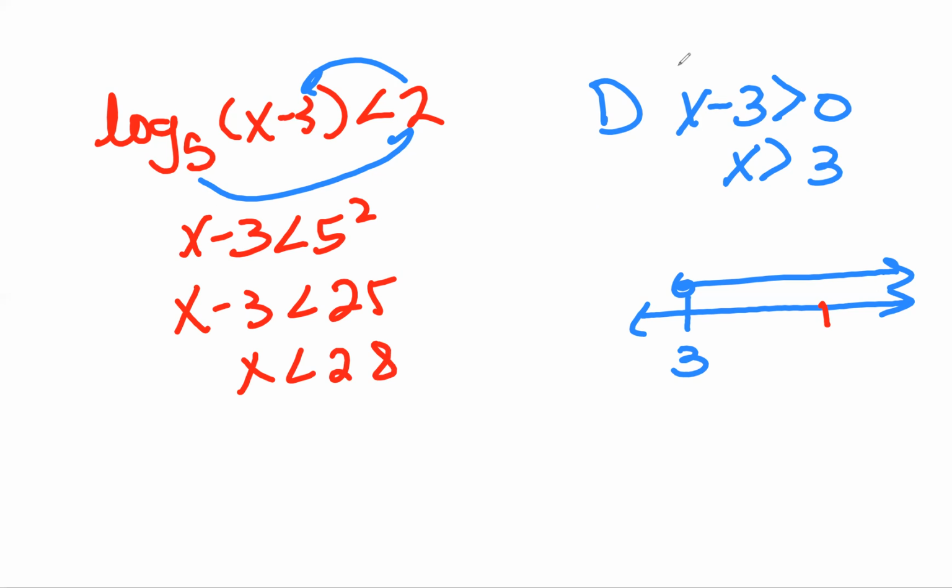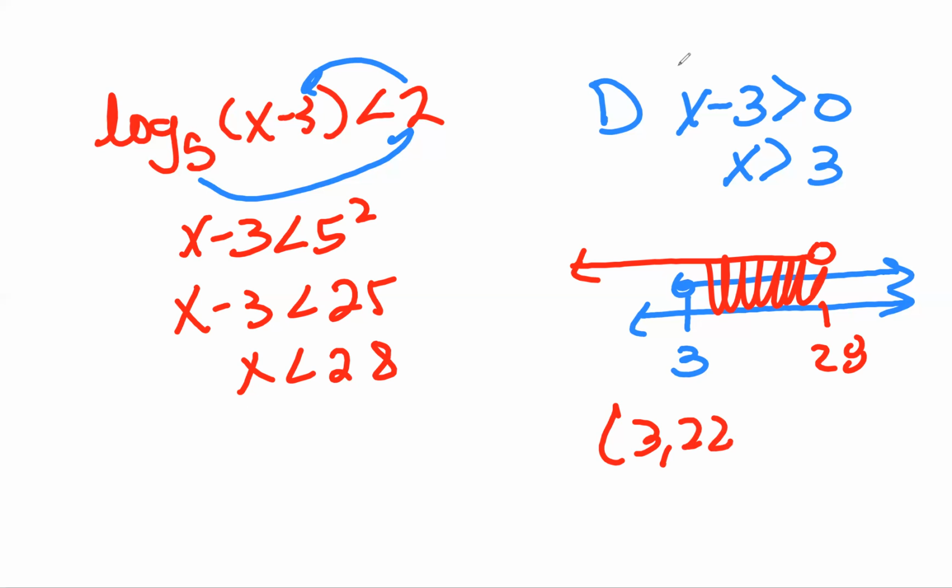So I put 28 on my number line. It is less than 28, so it goes this direction. What they have is the same, is between 3 and 28. And again, you are looking at what your domain is and putting them both together.